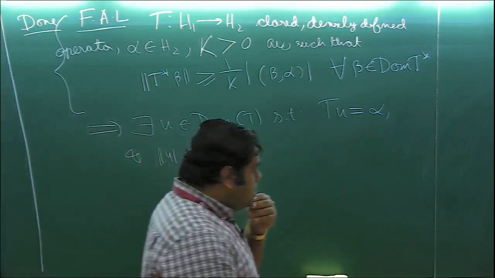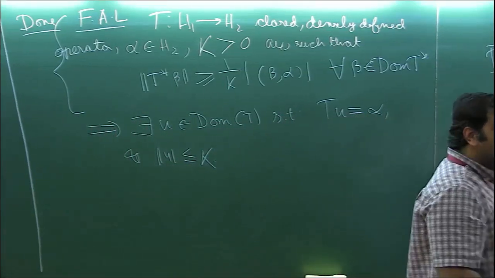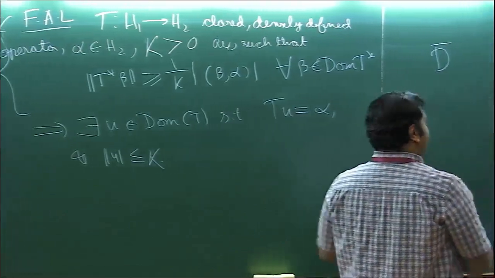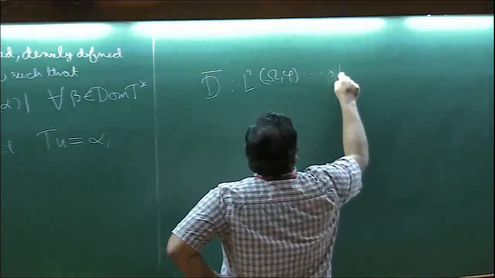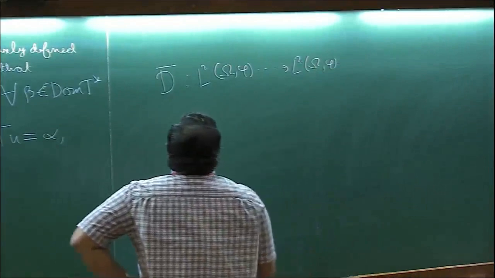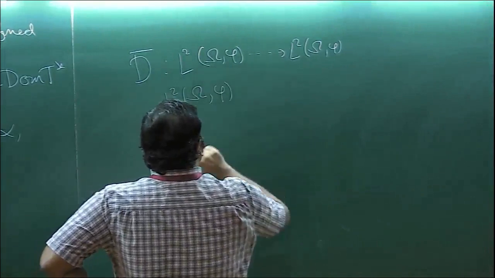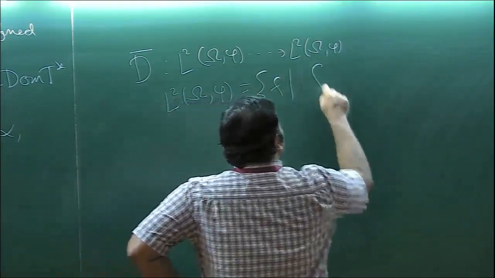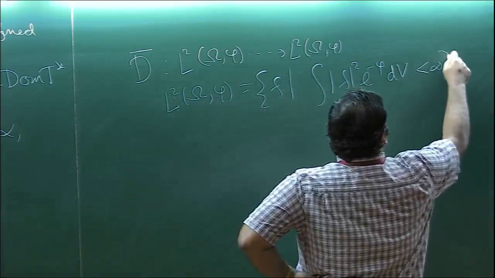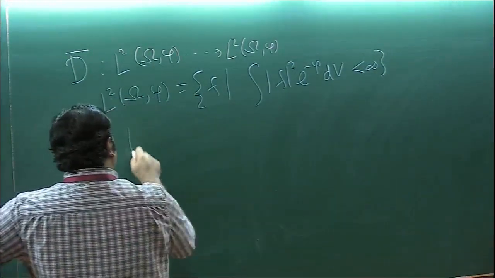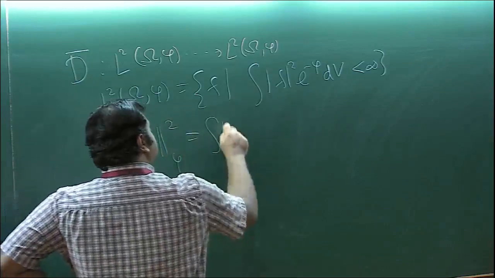We also introduced the operator d bar, a stopgap thing because I didn't have the notation, from L2 omega phi to L2 omega phi, okay? So what is this guy? First of all, what is L2 omega phi? This is the Hilbert space of functions f which are square integrable with respect to the weight phi, and this is what that means. Obviously, the norm in this space, denoted with a subscript phi, is exactly this quantity. Let me write it down once.